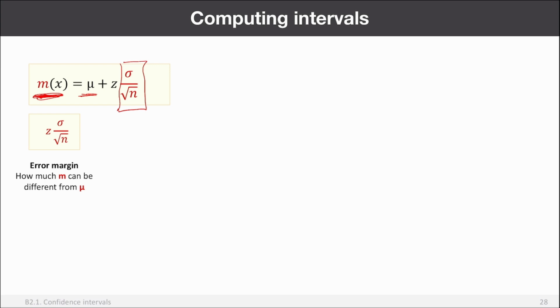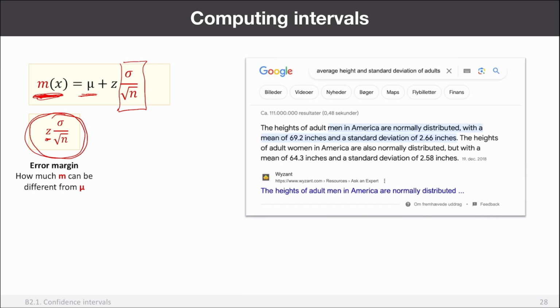We know that the last part in this sum, which we call the error margin, is exactly something that defines the distance between m and mu, but we also know that this distance is a random number because z is a random number. On the other hand, we know that z is bounded depending on the percentage of cases, or depending on the probability of the outcomes, right? So let's use this knowledge to estimate the average of your population not as a single value, but as an interval. So let me give you some example.